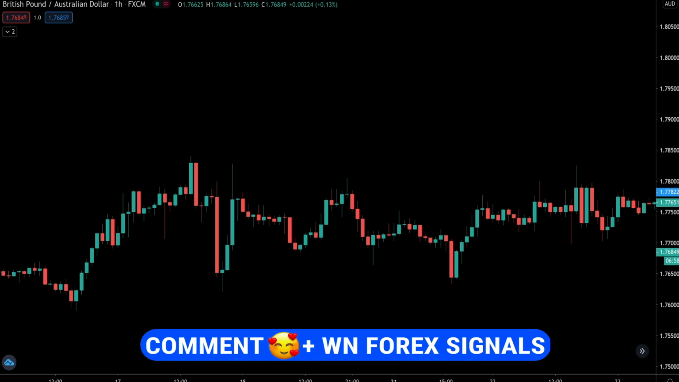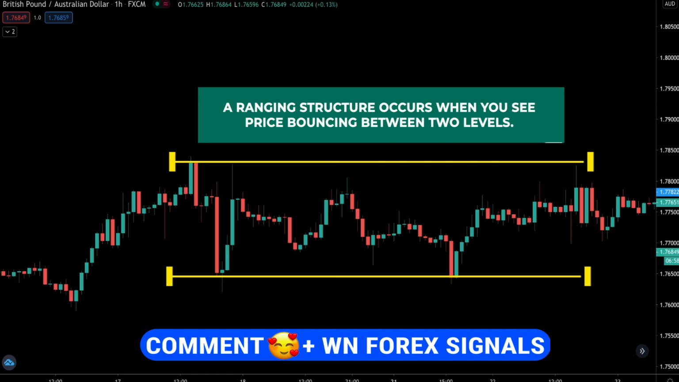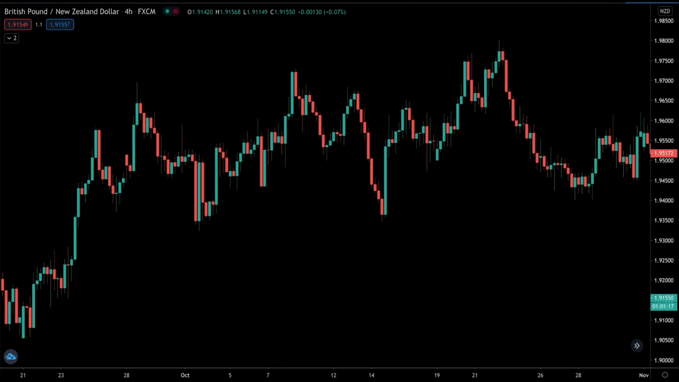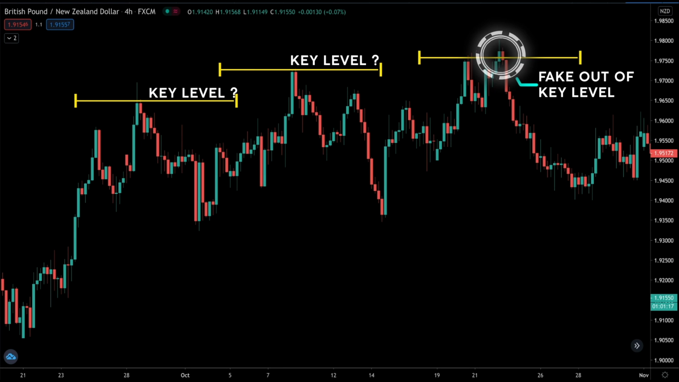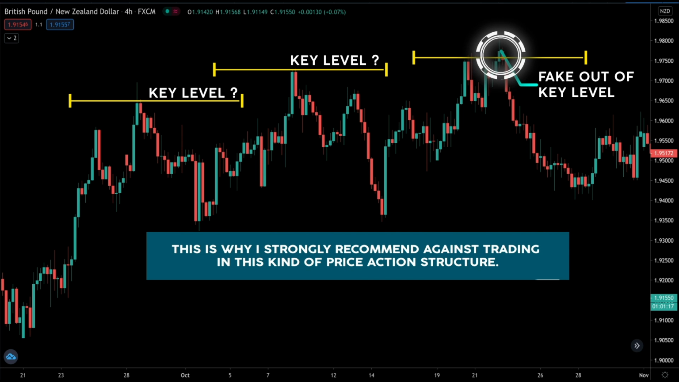Anyway, I digress, so back to the ranging structure. A ranging structure occurs when you see price bouncing between 2 levels. Sometimes the levels are not clear and price does a fake out of the key level, which might look something like this. Other times, you can see clear price levels. So this is why I strongly recommend against trading in this kind of price action structure.